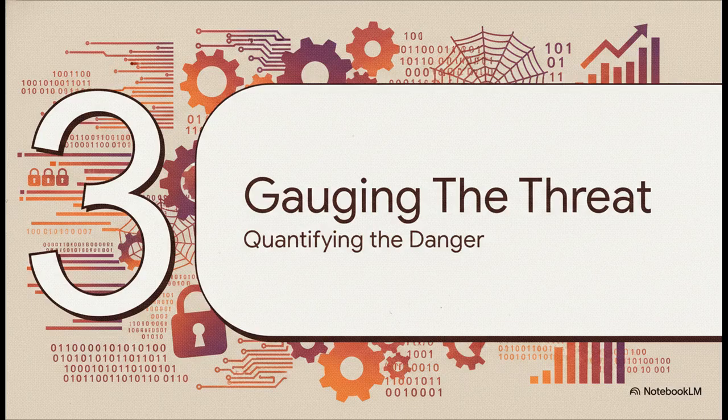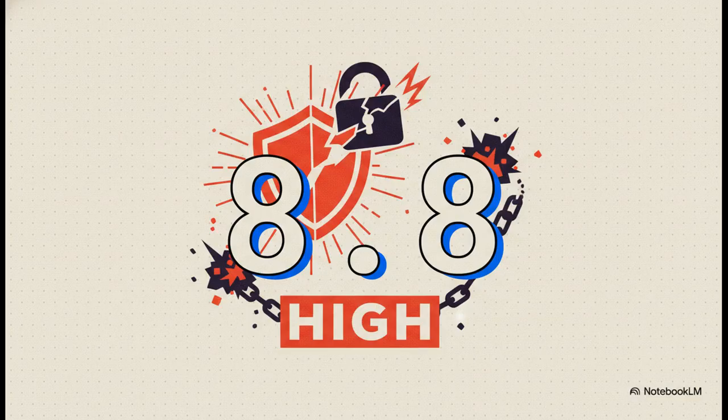All right, so we know what the bug is and where it's hiding. Now let's actually try to quantify the danger. It's time to look at the numbers and see just how bad this threat really is, according to the standard systems everyone uses. And the first piece of evidence is the CVSS base score. This thing is rated an 8.8 out of 10. And that lands it squarely in the high severity category. So yeah, we're not talking about some minor bug here. This is a genuinely critical flaw.